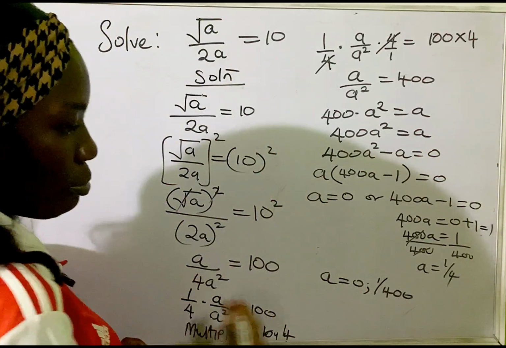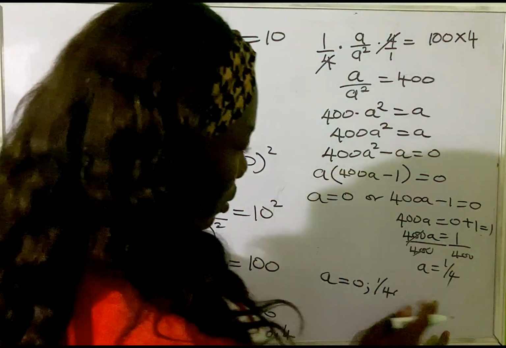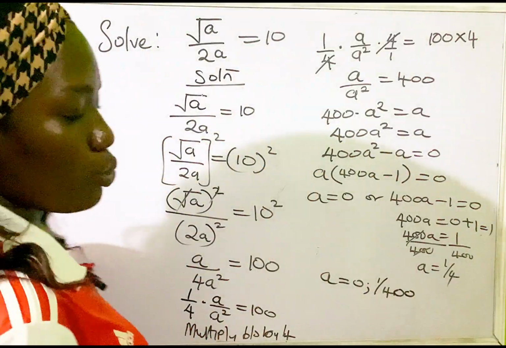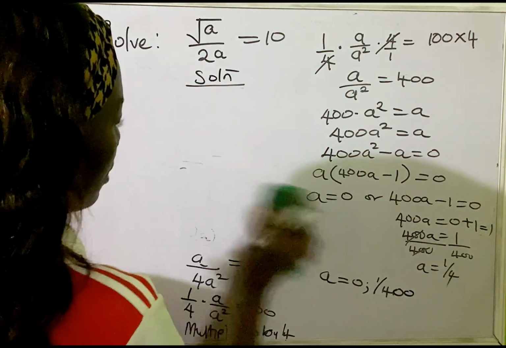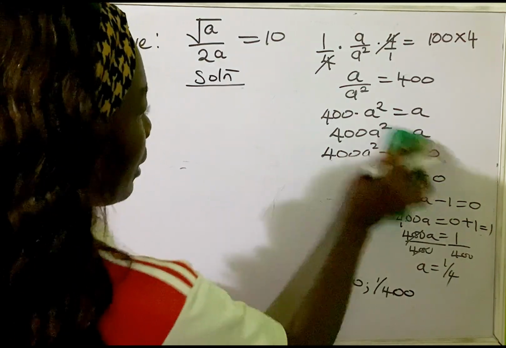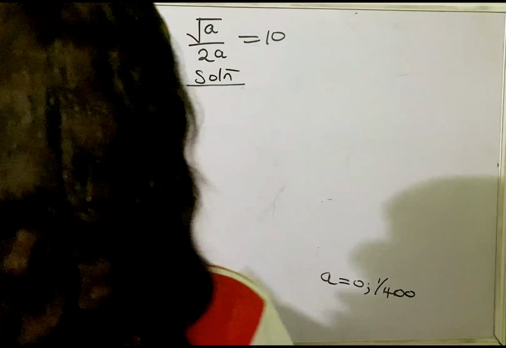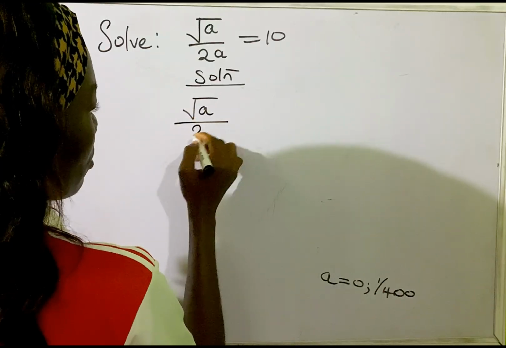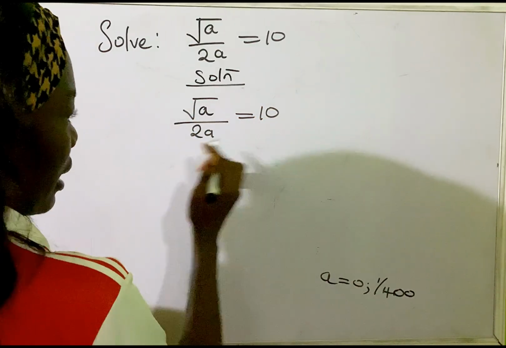So let's do method 2. Then you choose which of the methods you prefer. You tell me which of the methods you prefer, right? The second method is quite direct. So we have √a over 2a is equal to 10. Here we are going to just go straight ahead to cross multiply.